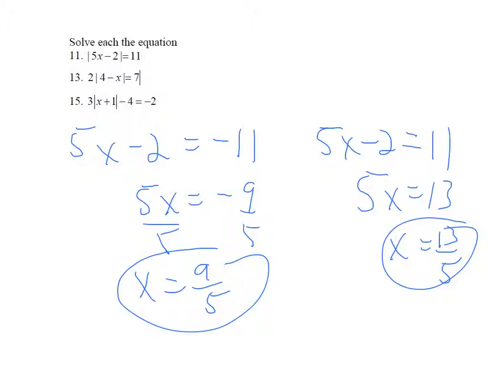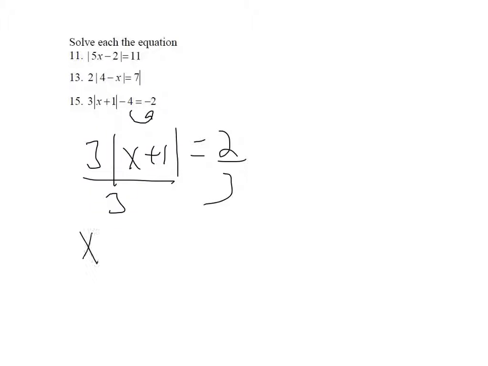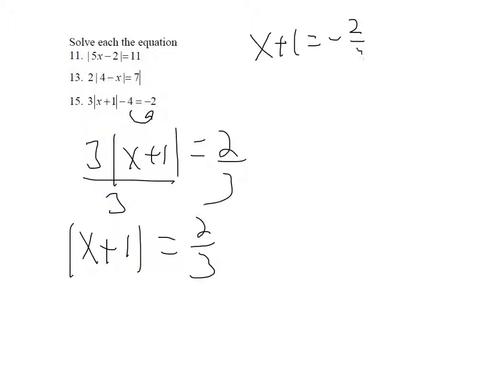Okay. Let's try one like number 15 now. The first thing we want to do is isolate the absolute value. So in something like 15, I'm going to solve it for the absolute value. I'm going to add 4, so 3 times the absolute value of x plus 1 equals 2. Then we're going to divide by 3. So if I divide both sides by 3, that tells me the absolute value of x plus 1 has to be equal to 2/3. And now I can do that same trick. X plus 1 has to equal negative 2/3, and x plus 1 can equal positive 2/3. So I subtract 1. What does that give me? Negative 5/3. And if I subtract 1 on the other side, I get negative 1/3.